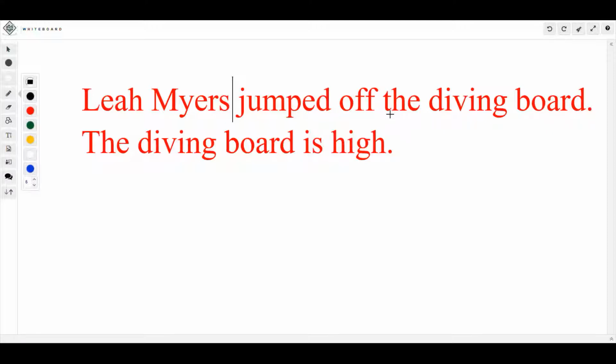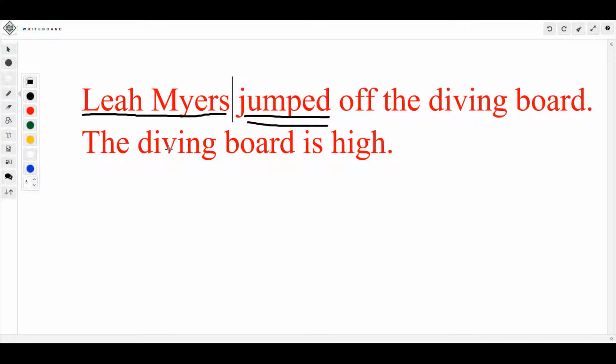All right, what is the simple predicate over here? The simple predicate. Remember, that's just the main word, jumped. So we're going to underline it twice. Now, to find the simple subject, you say, who or what jumped? Leah Myers. That's our complete and our simple subject, isn't it? Now, the simple subject includes the whole thing in her name because this is one person. So it belongs together. All right. So the simple predicate is jumped. The simple subject is Leah Myers.